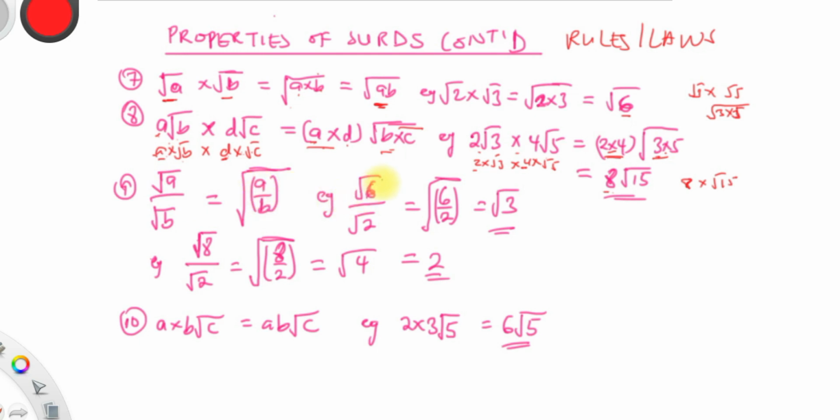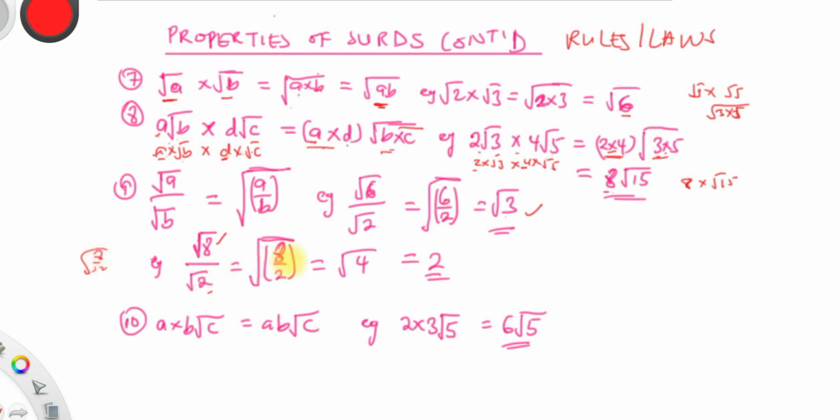So if you have square root of 6 divided by square root of 2, this is the same as the square root of 6 over 2. Then 2 goes into 6 how many times? 3. So it becomes the square root of 3. Another example, if you have square root of 8 divided by square root of 2, then we can write it as 8 over 2 under this square root sign.